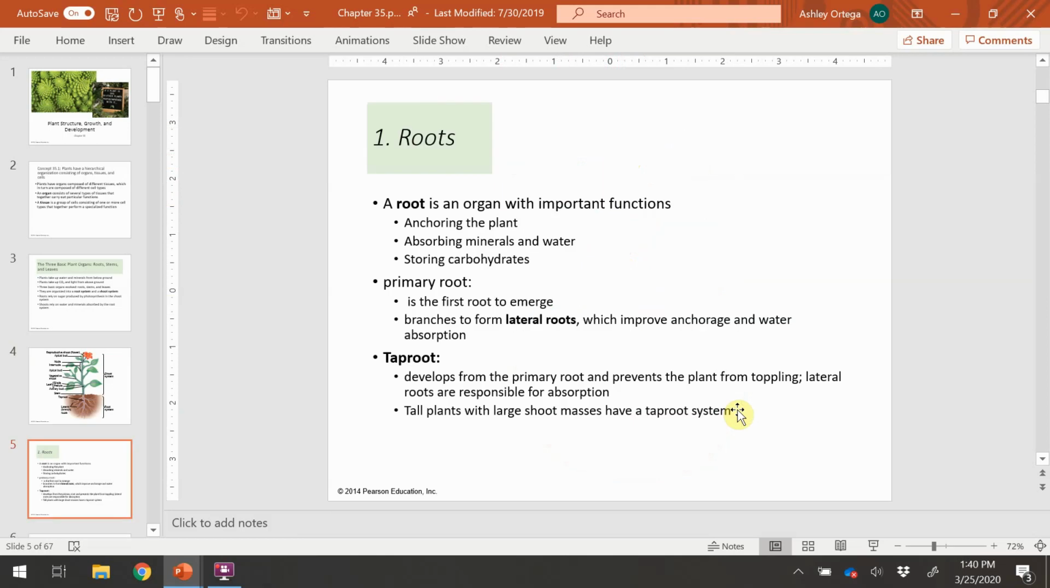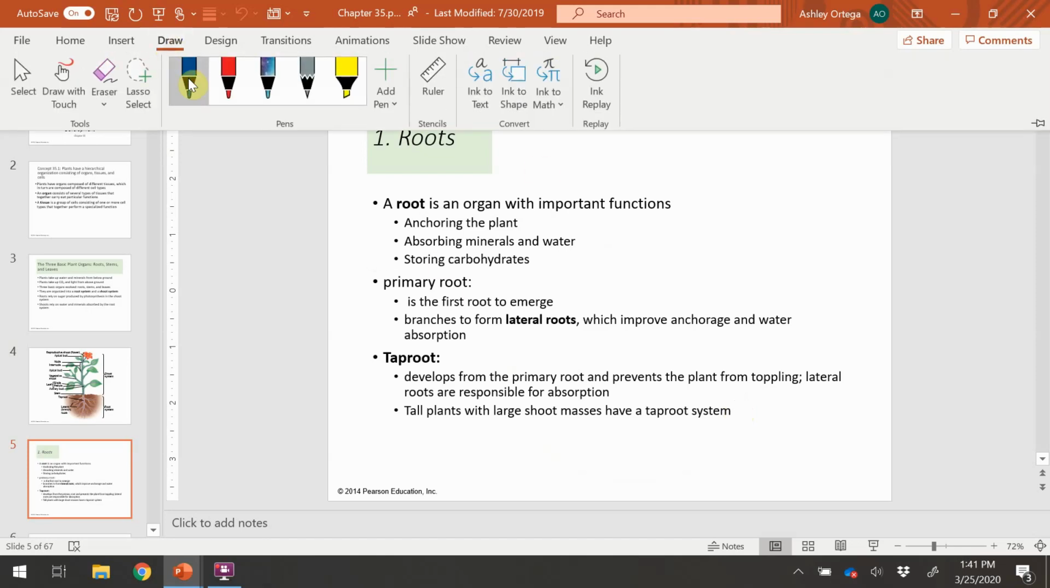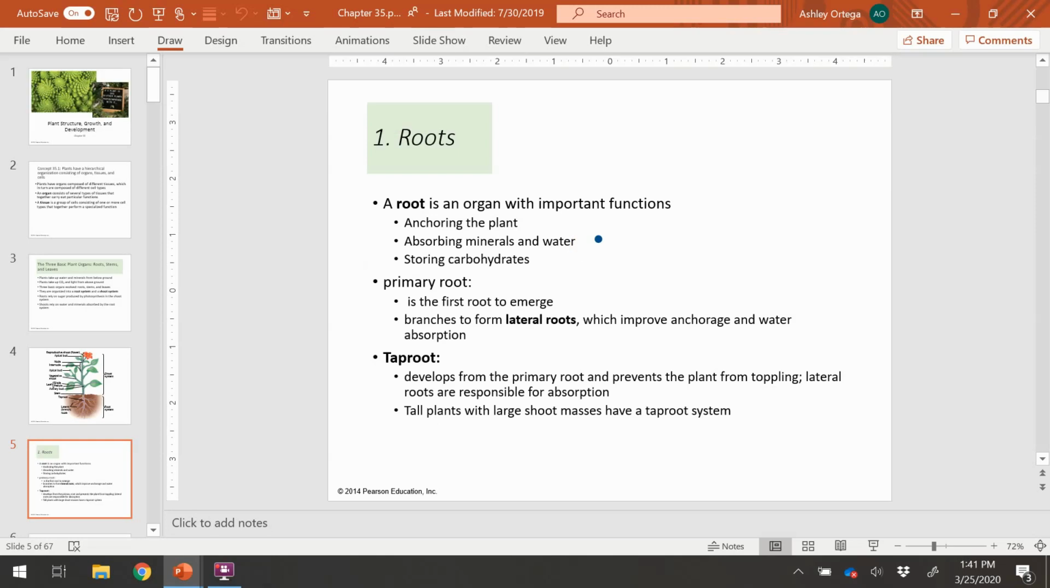All right, so let's take a look at the first organ, the roots. So root is the organ with important functions. They're shown here in anchoring the plant, absorbing minerals and water and storing carbohydrates.